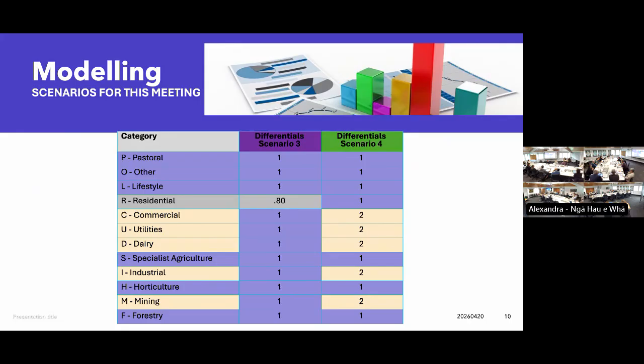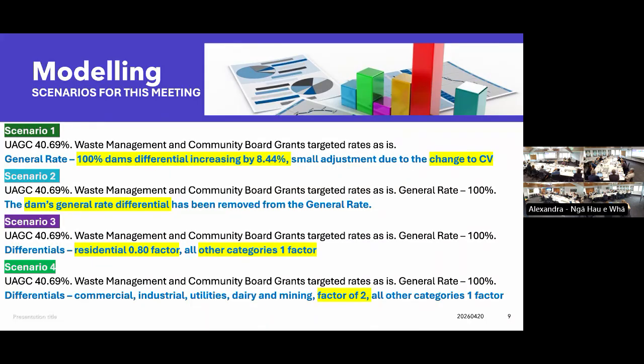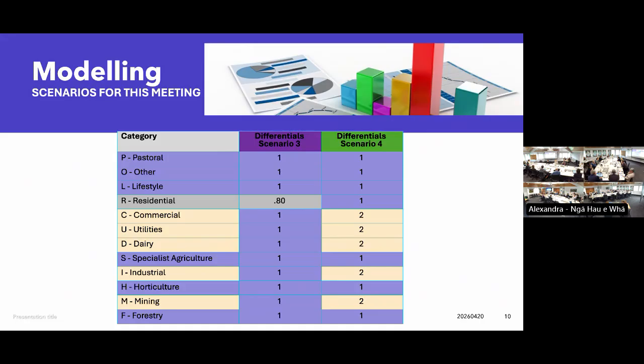And then scenario 4 has a different set of differentials for commercial, industrial, utilities, area mining, with a factor of 2. So we'll look at those scenarios and see how they differ. They're the effects of each of the scenarios modelled in a heat map.